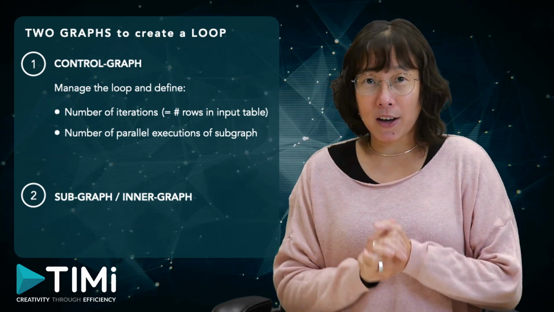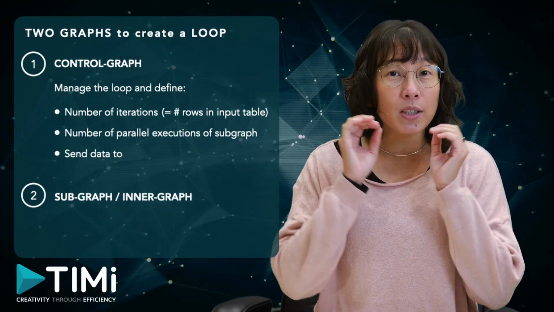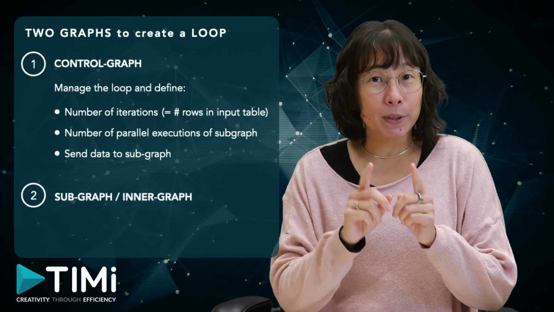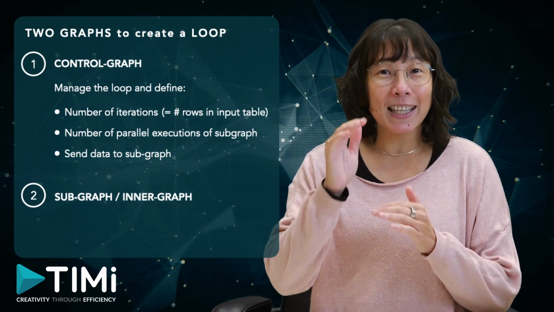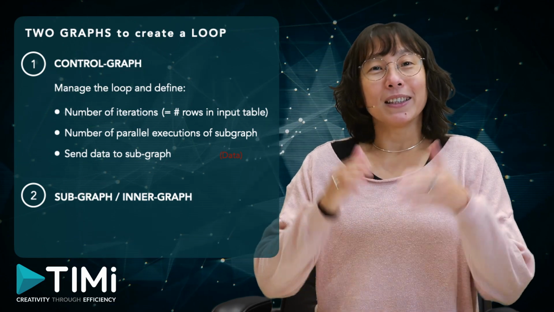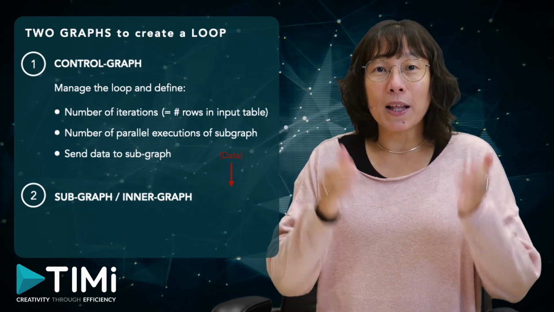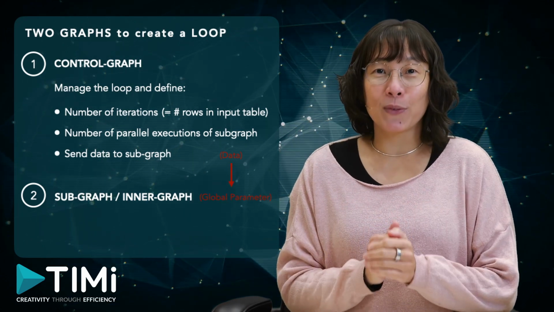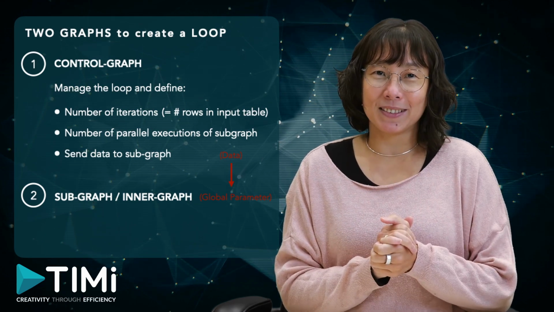The control graph also sends data to the subgraph. For example, the control graph will send an iteration counter to the subgraph. The data from the control graph will appear inside the subgraph as global parameters.